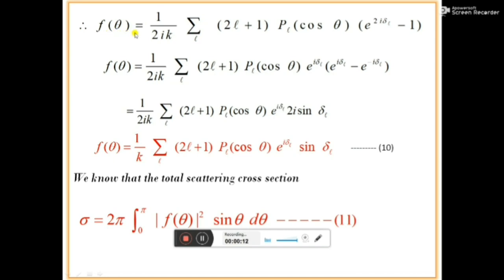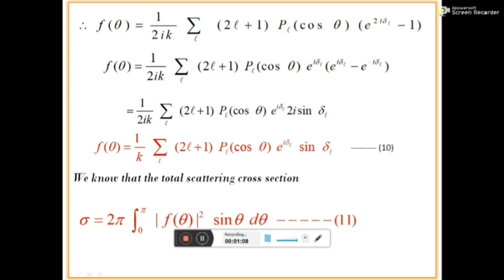Here f of theta is equal to 1 divided by 2ik, summation over L, 2L plus 1, into PL of cos theta into e power 2I del L minus 1. In this expression, e power 2I del L minus 1 is written as e power I del L into e power I del L minus e power minus I del L. Then in the next equation, e power I del L minus e power minus I del L is replaced by 2I sin del L.